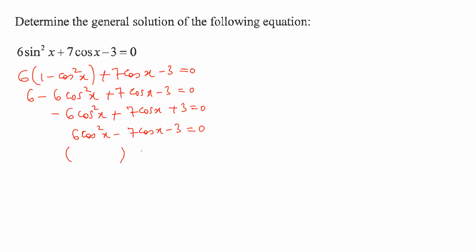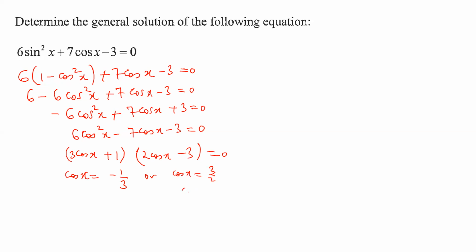And then now we simplify this. (3 cosine x plus 1)(2 cosine x minus 3) equals 0. This means cosine x is minus 1/3, or cosine x equals 3/2.